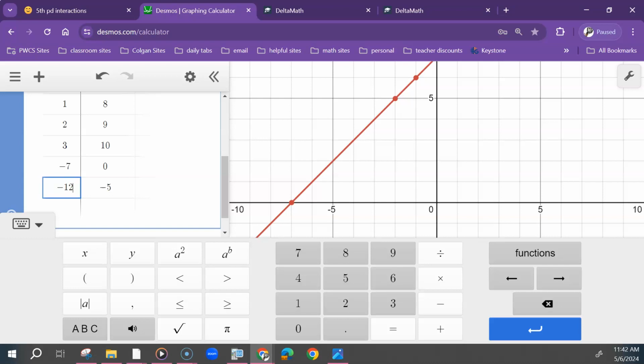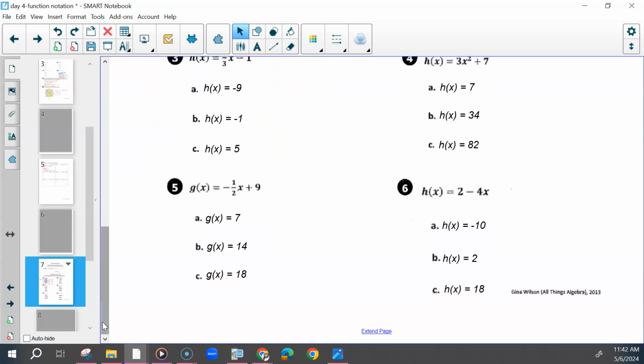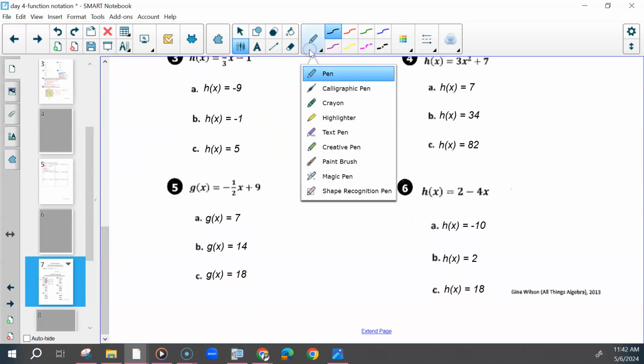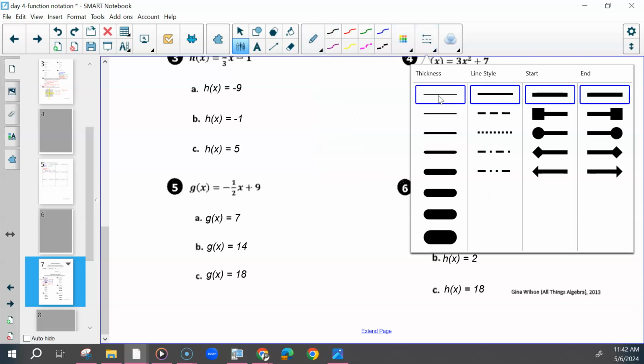Questions on any of those? How to put it in the calculator, Desmos, or algebraically? What other questions, 2 through 6, do we want to see you go over, have questions about? 7, 5. I'm going to set each one up, and then you can either do this algebraically, in Desmos, or in a calculator.